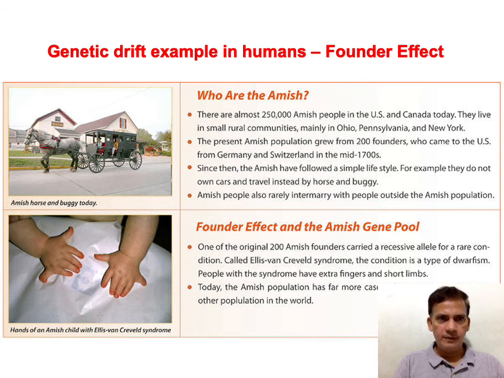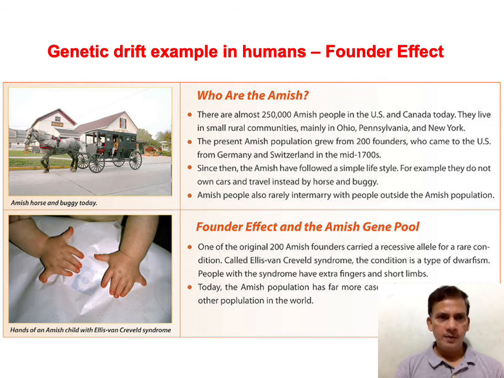Although this group of individuals is huge, like 250,000, initially their forefathers, their founding population, was just 200 people. They have simple lifestyles and rarely intermingle or mix with outside populations, so they are very closed people. They are just living within their community.